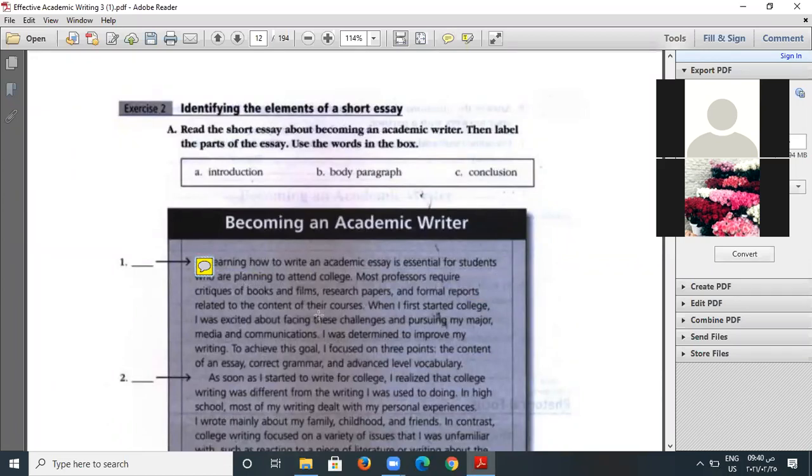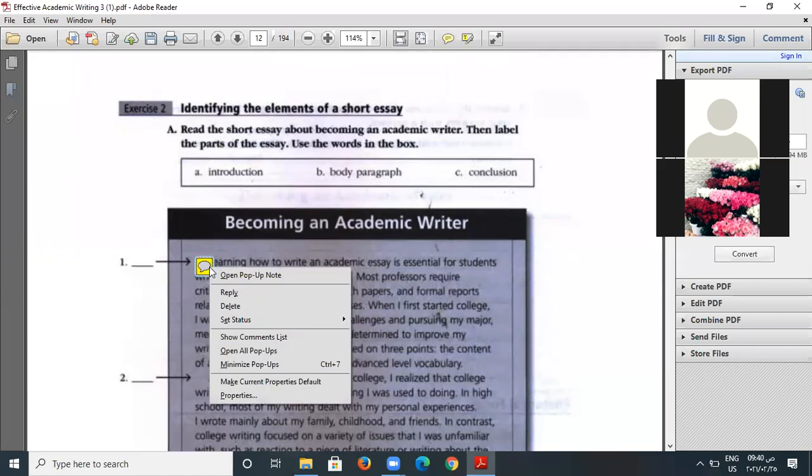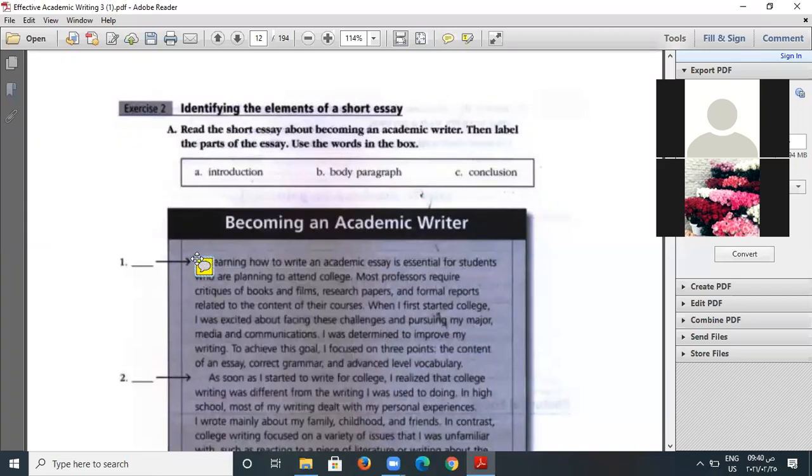So here, learning how to write an academic essay is essential for students who are planning to attend college. This is what we call a hook sentence. We focus on the elements of each paragraph.